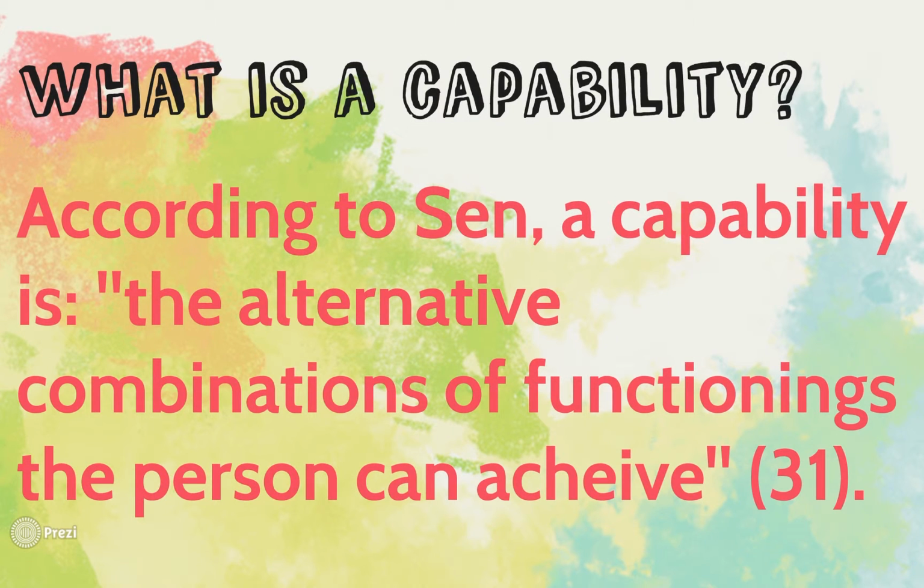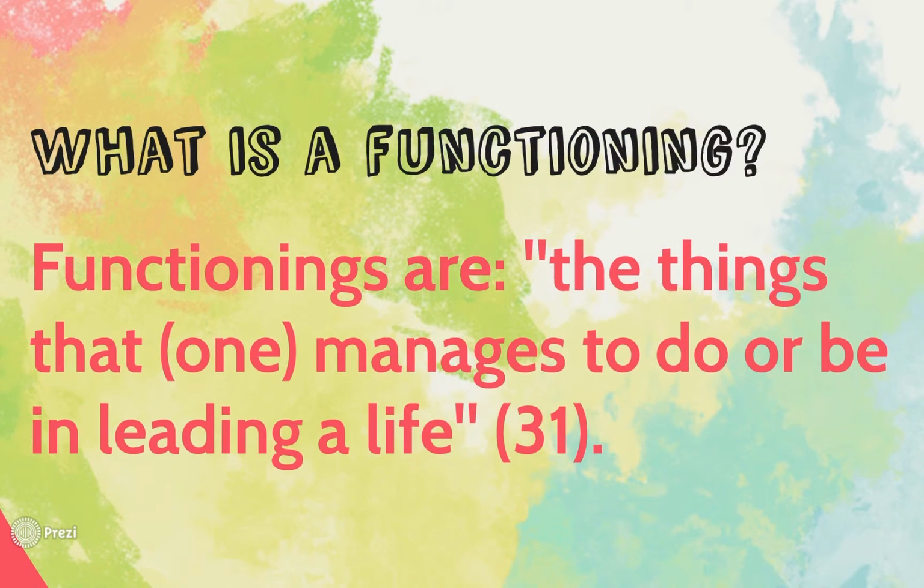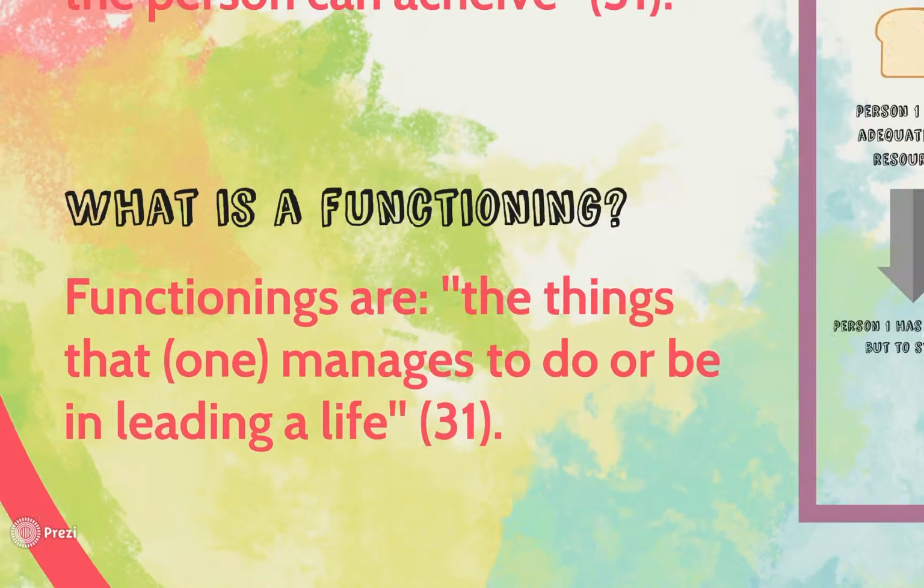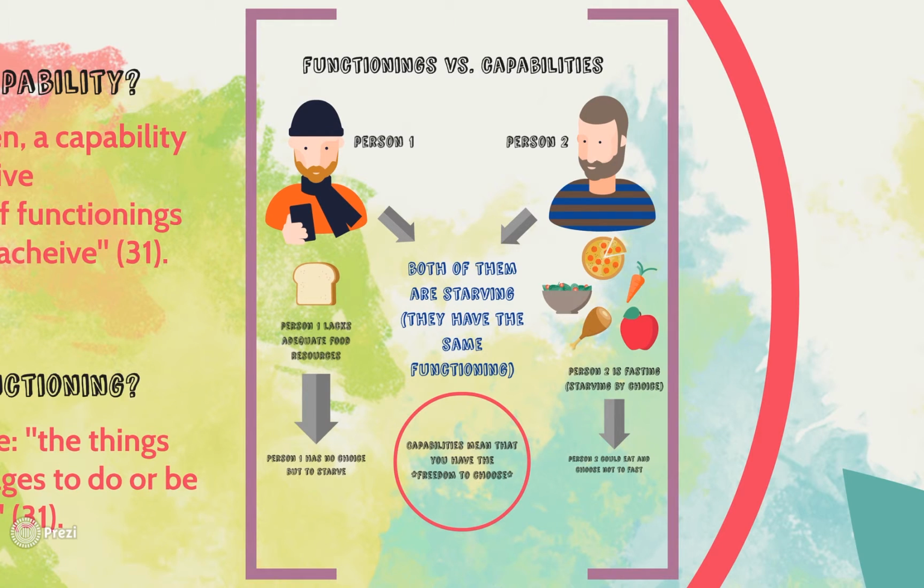Now we know that may sound confusing, so let's look at what a capability actually is. According to Sen, a capability is the alternative combinations of functionings the person can achieve. Functionings are the things that one manages to do or be in leading a life. Let's take a look at a scenario to make the distinction between capabilities and functionings more clear.